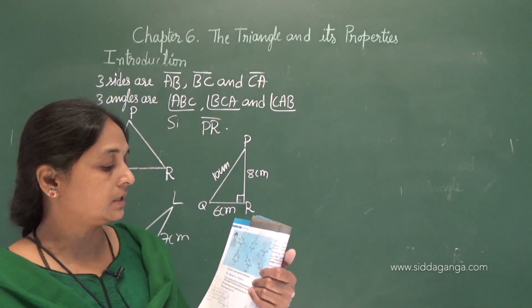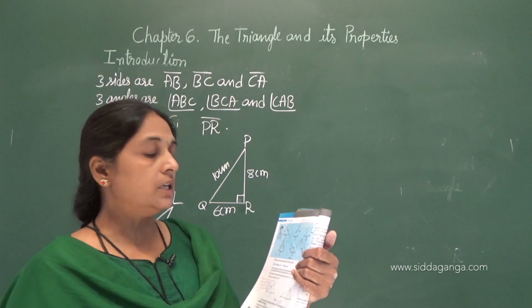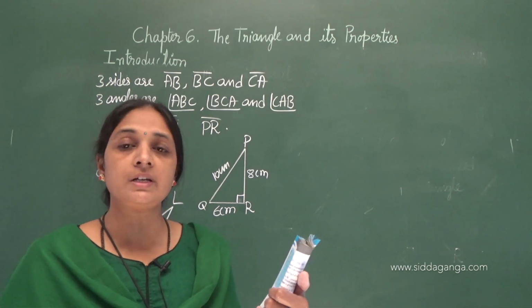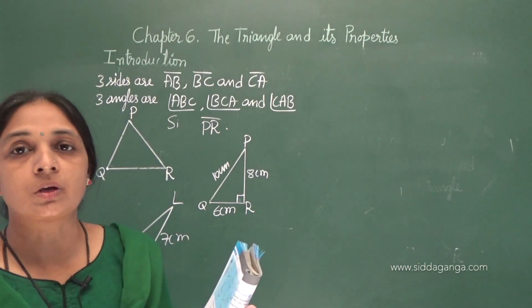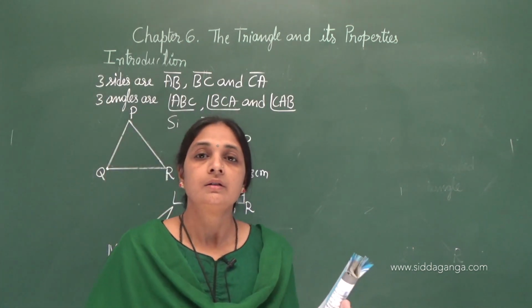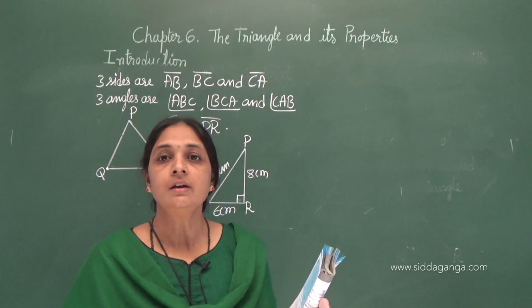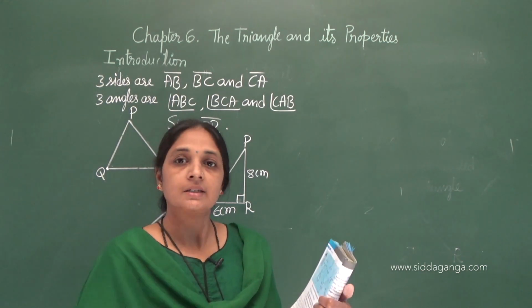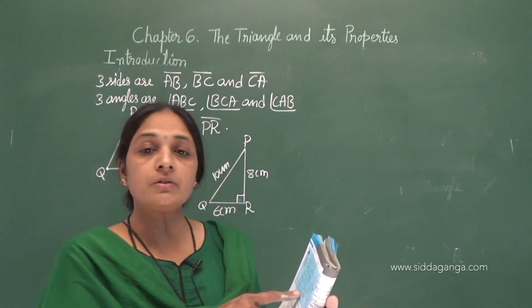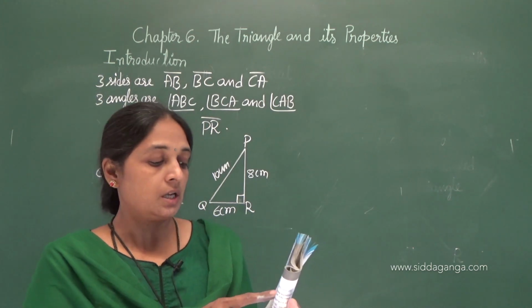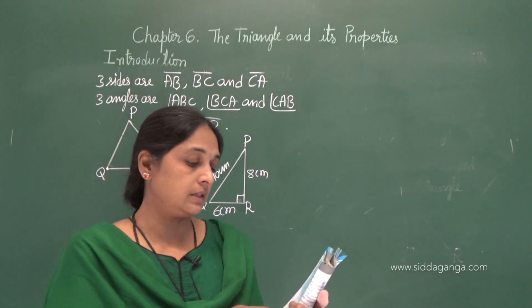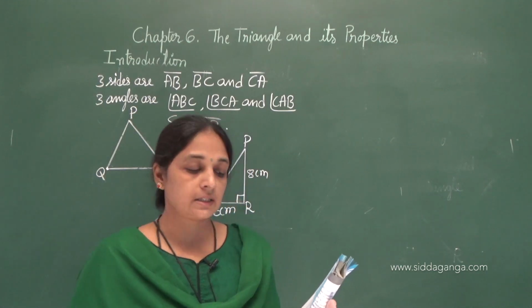Then we can say that obtuse angle isosceles triangle. Otherwise, if we say obtuse angle triangle, it's okay. But they have not given the angle here, the measure of the angle. Then we can say that on the basis of the given measurements, the length of these sides, we can say that this is an isosceles triangle.